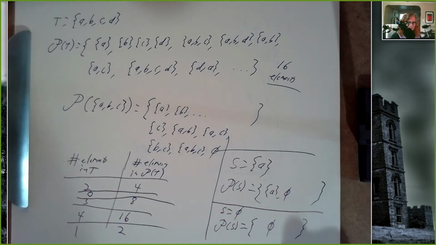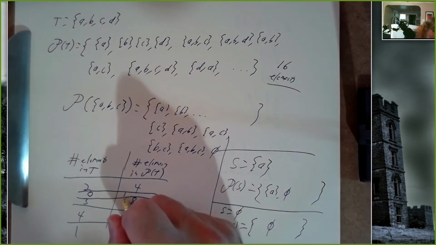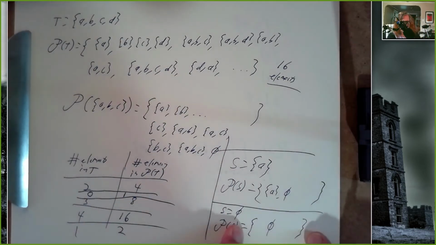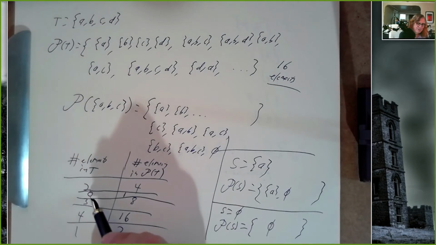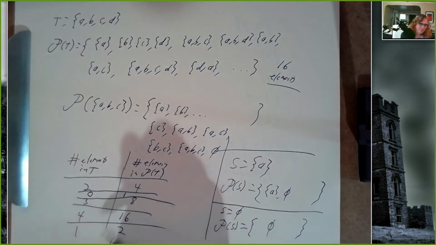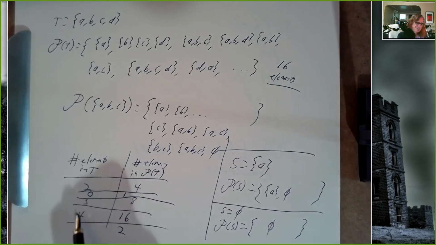How many elements are in the power set? 1. Because this is not the empty set. This is a set containing one thing. The thing contained in there happens to be the empty set, but this itself is not empty. It has one element. So 0 elements, we have one thing in the power set. 1 element, we have 2 things. And yeah, that sticks with the same rule. Take 2, raise it to the number of elements in T. That's the number of elements in the power set.